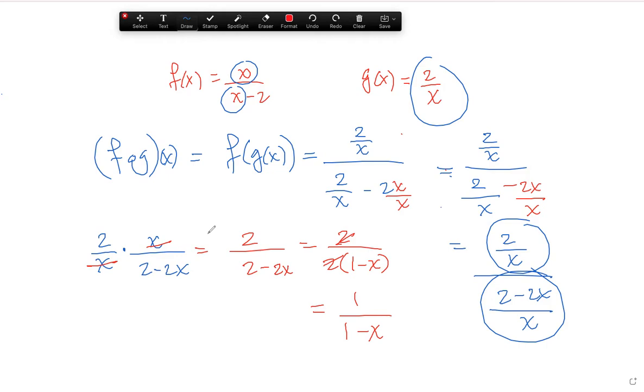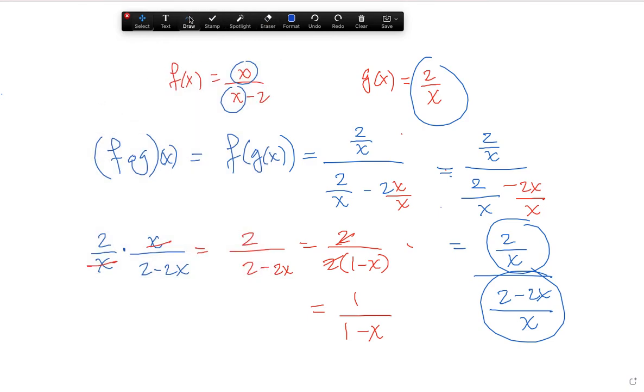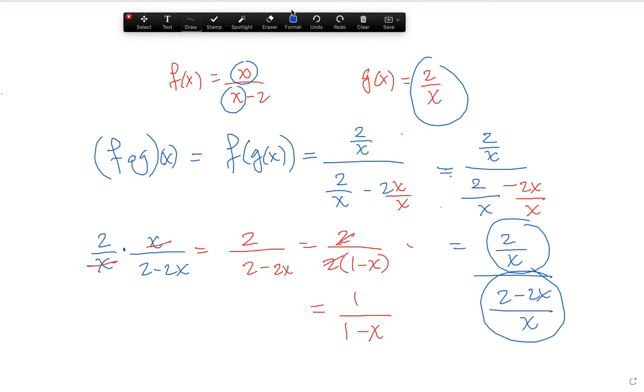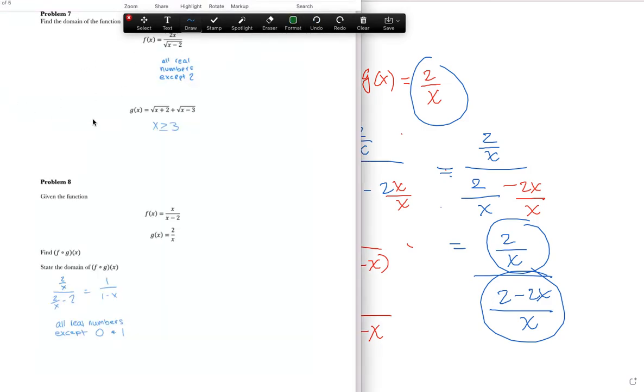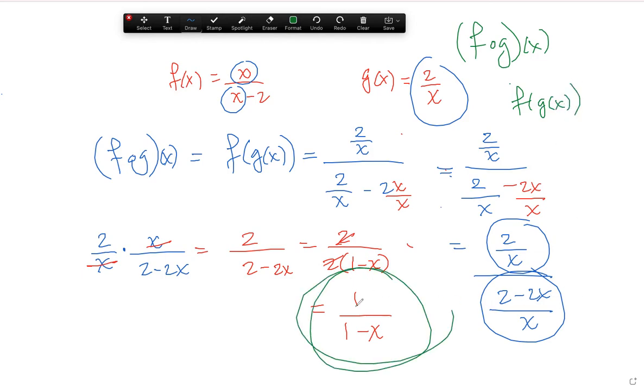Now, crucial. I'm going to say crucial a couple of times in this session. Even when I was a teacher, this was a tad bit tricky for me. It's not that tricky, I don't know why it was tricky in my head. But anyway, crucial is this: for the domain of f of g, it's asking you for the domain of the composition. So it's asking for the domain of f of g of x, the domain of this guy at the very end.